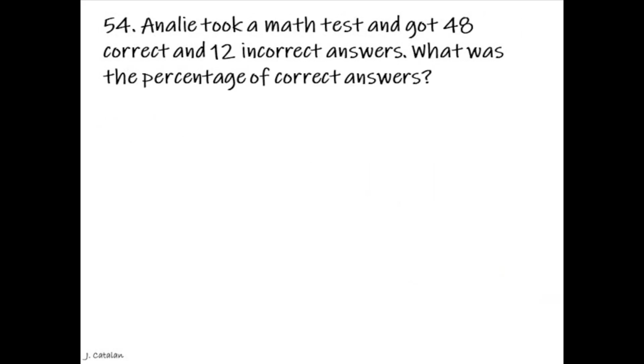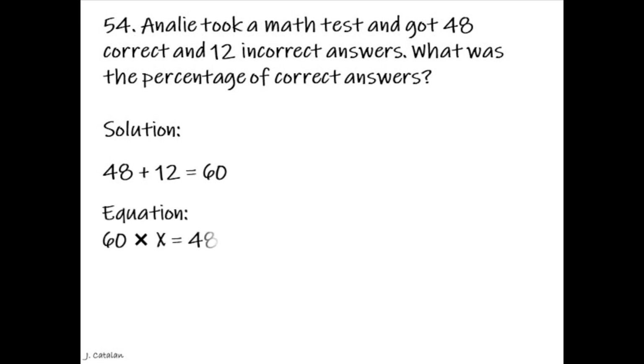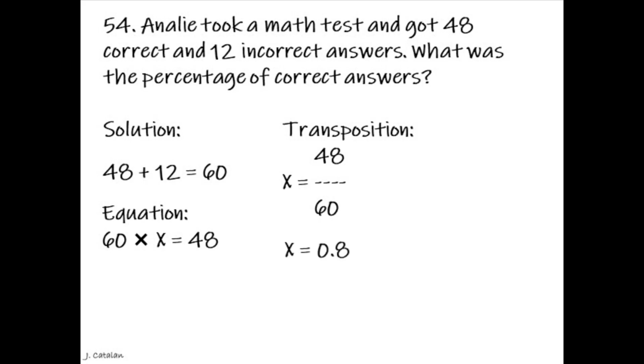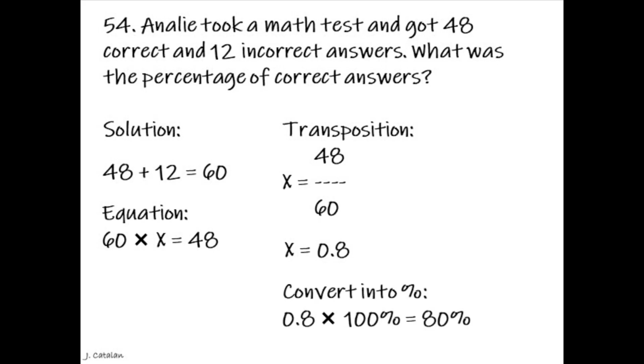Analic took a math test and got 48 correct and 12 incorrect answers. What was the percentage of correct answers? Solution: the sum of 48 added by 12 is equals to 60. Equation: 60 times x is equals to 48. Transposition: x is equals to 48 divided by 60. The result is x is equals to 0.8. Convert 0.8 into percent. 0.8 multiplied by 100% is equals to 80%.